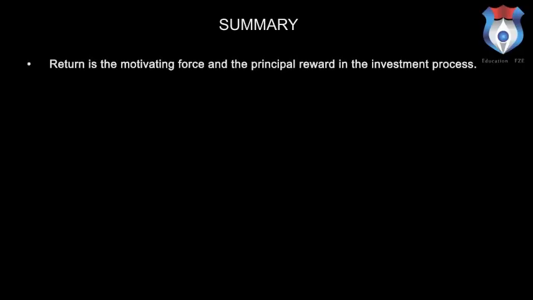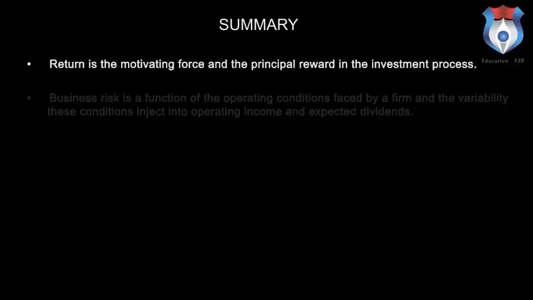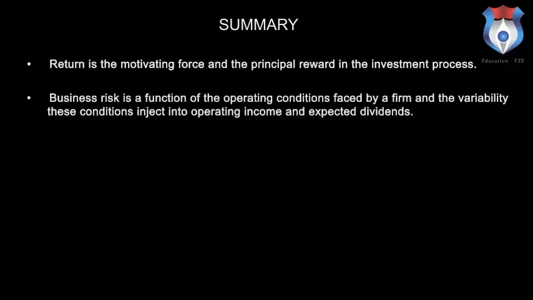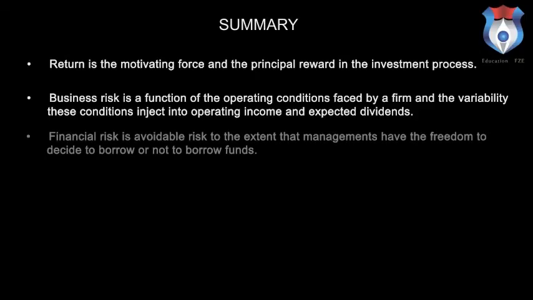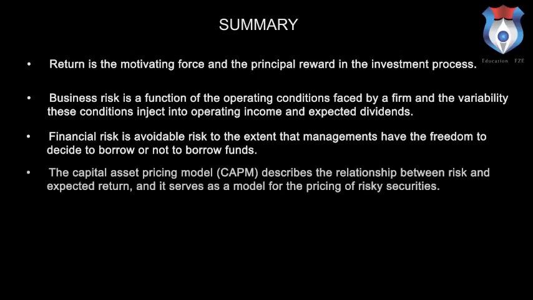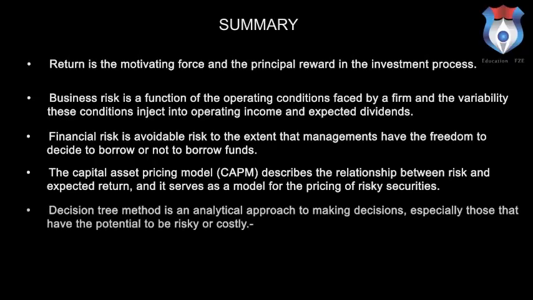Summary: now in the end, let us summarize what we have learnt in this lecture. Return is the motivating force and the principal reward in the investment process. Business risk is a function of the operating conditions faced by a firm and the variability these conditions inject into operating income and expecting dividends. Financial risk is avoidable risk to the extent that managements have the freedom to decide to borrow or not to borrow funds. The Capital Asset Pricing Model (CAPM) describes the relationship between risk and expected return, and it serves as a model for the pricing of risky securities. Decision tree method is an analytical approach to making decisions, especially those that have the potential to be risky or costly.